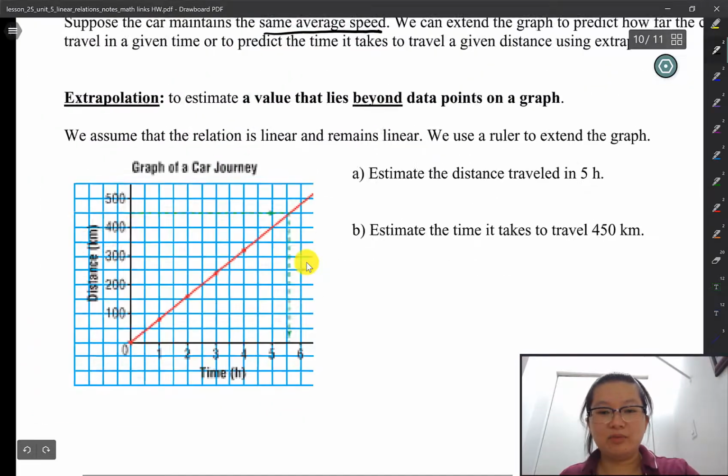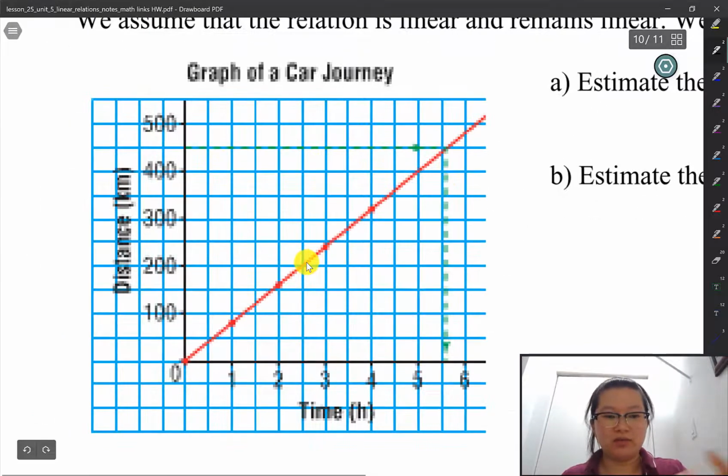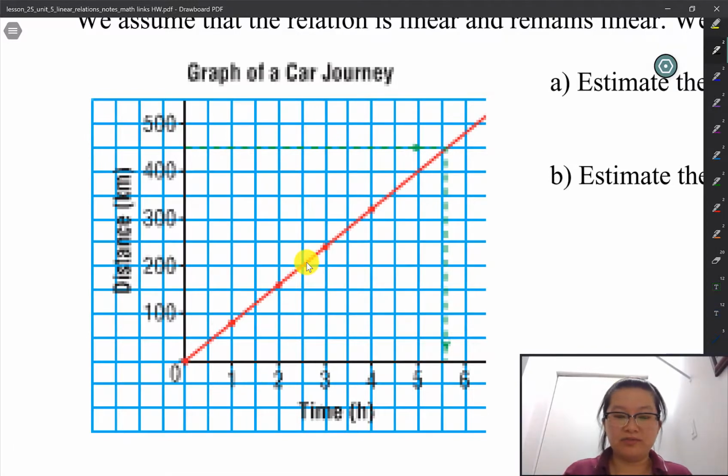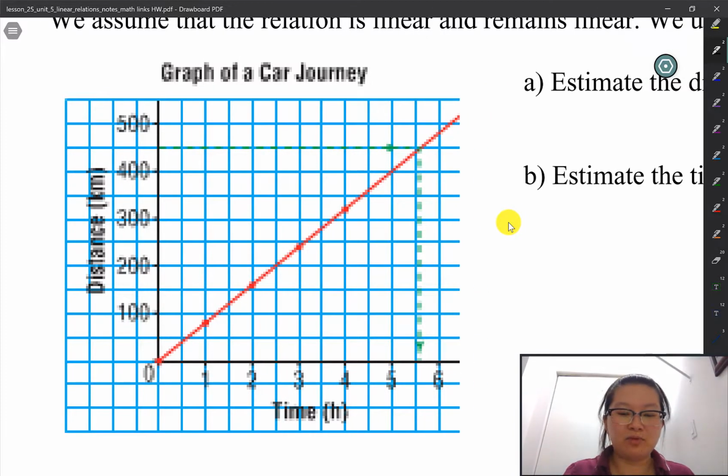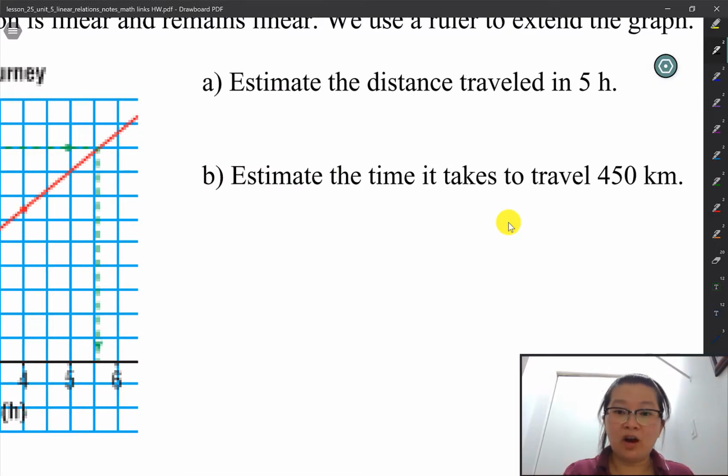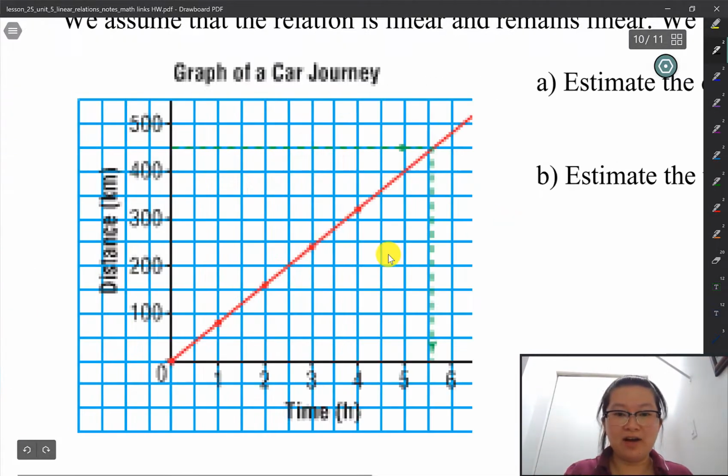Now, the previous graph only went up to about 300 kilometers or about a couple of hours. But imagine this pattern continues. We can then take a ruler and extend this line on our graph. So notice the red line keeps going. And then because of that, we can maybe predict how far the car will travel after 5 hours.